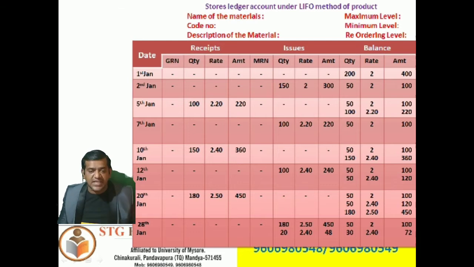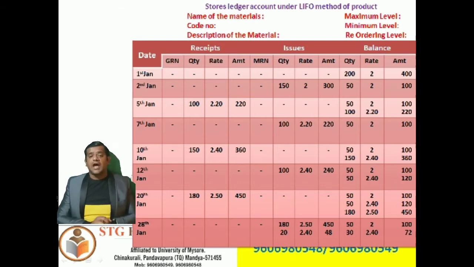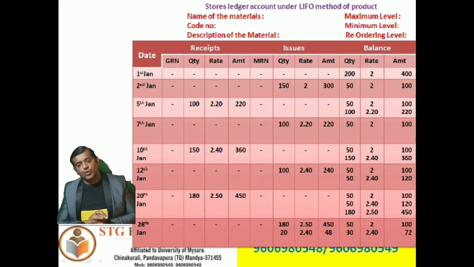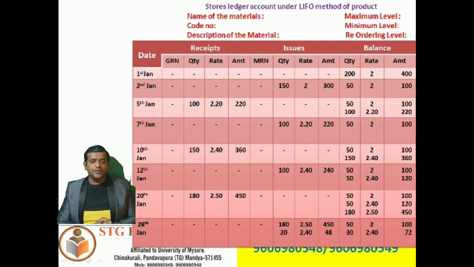On 10th January, we have the receipt of 150 units at rupees 2.40. So the amount comes to 360 rupees. The issues are dash, dash, dash. So the balance quantity will be the previous one, that is the 7th January balance, 50 into 2, 100. Then 150 into 2.40 is 360 rupees.